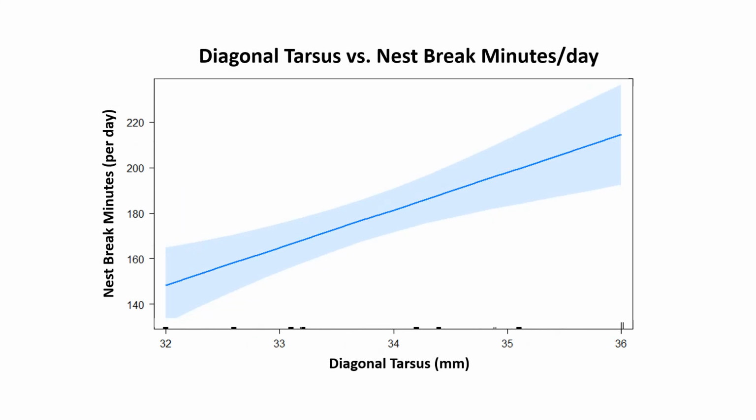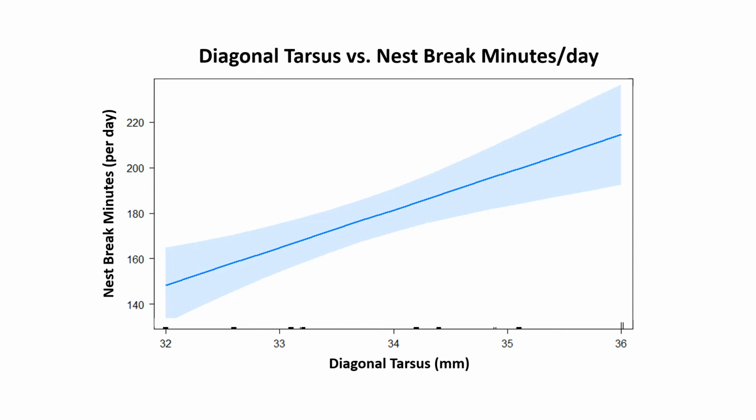Here we looked at diagonal tarsus and time spent off the nest. We used diagonal tarsus as an index of structure size because it is a fixed variable. Birds were weighed at capture, but we only got one measurement, so it would not be useful for showing changes over time. Again, we see a positive relationship between the length of the tarsus, indicating a structurally larger bird, and the time spent off the nest for that individual.